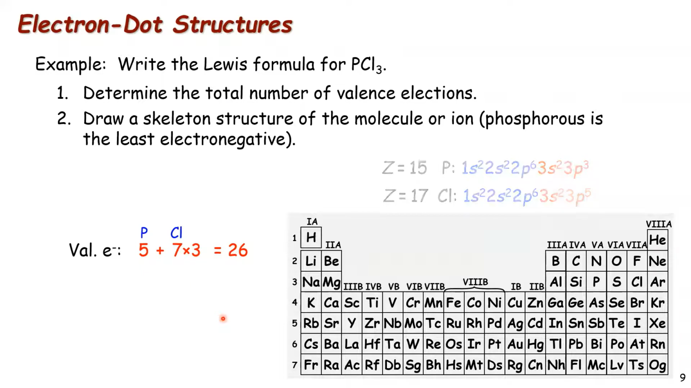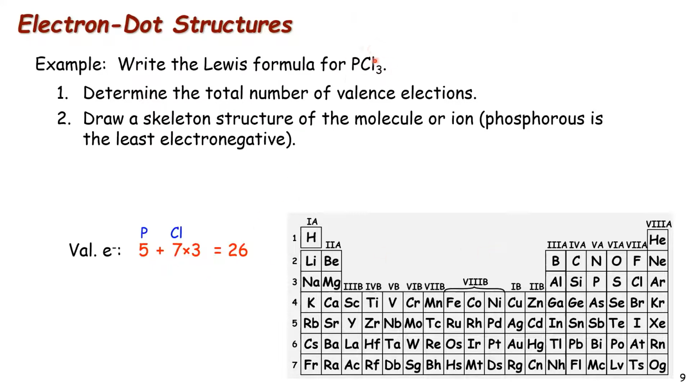Our next step is going to be to draw the skeleton structure. So again, we're going to assume for the most part that we have very simple molecules. We have one central atom, and then all the other atoms are going to be connected to it. Now, again, there are going to be exceptions to that. And with doing your homework and watching these lectures, of course, you're going to be able to pick up on those exceptions.